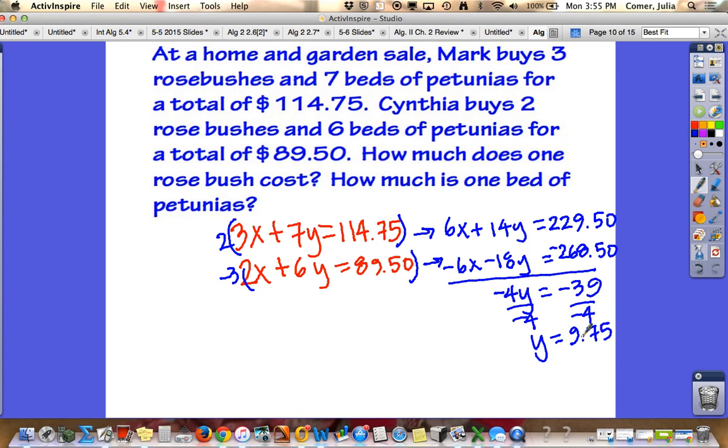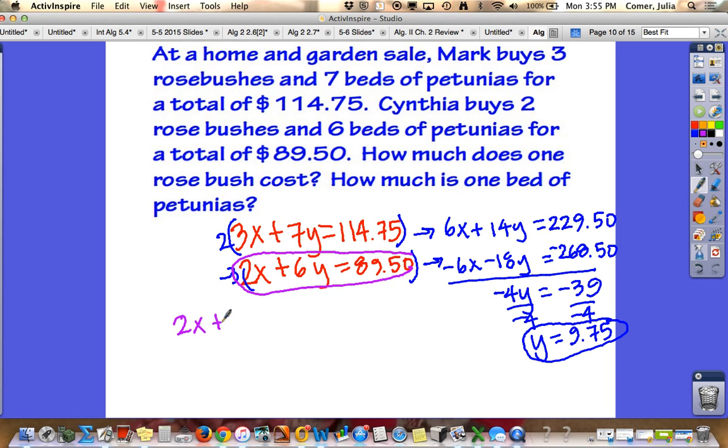So what does that mean? If my y's were the petunias, each bed of petunias is $9.75. Okay, so I'm going to go ahead and plug that back in for one of the equations. I'm going to pick my bottom equation here, and you can pick whichever one you want, but it has to be one of your original equations. So I'm going to pick this one right here. Okay, and I'm going to plug that in for y.